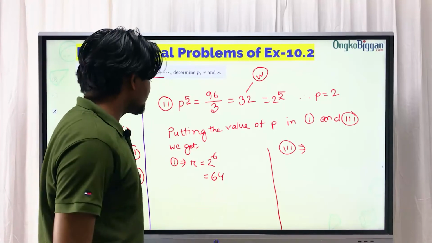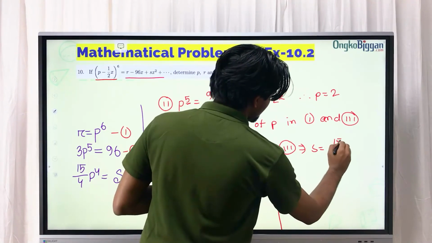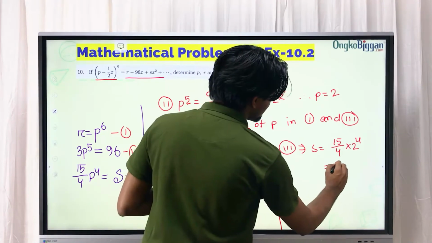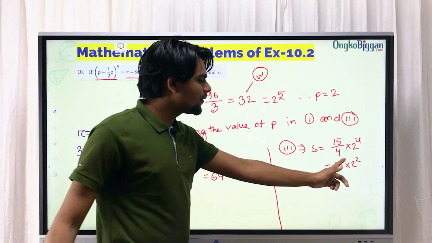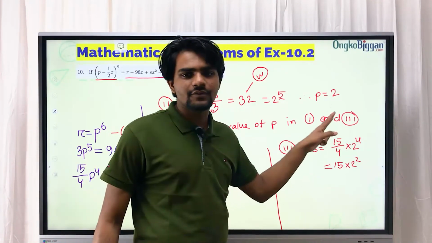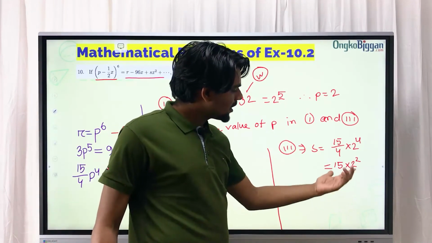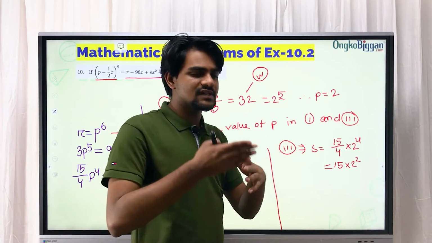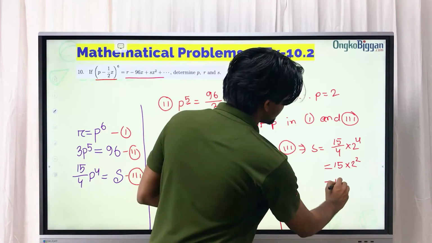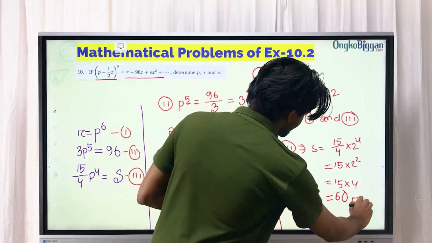So we got the value of r equals to 64, and s was equal to 15 by 4 into 2 to the power of 4, which can be written as 15 into 2 square, because 4 is actually equal to 2 square. So we got 2 to the power of 4 here, and 2 square on the bottom. So the actual value will be 15 into 2 square by crossing out 2 to the power of 4 and 2 to the power of 2. So the value will be 15 into 4, that will be equal to 60. So that is the answer.